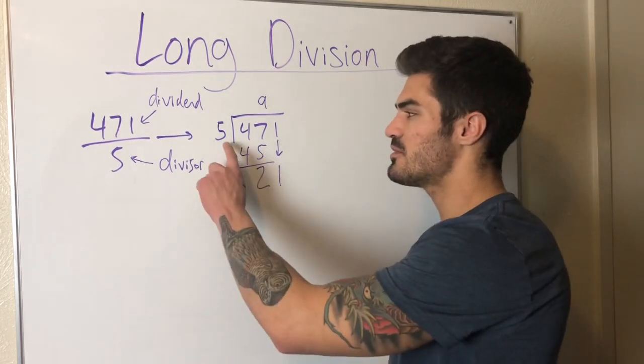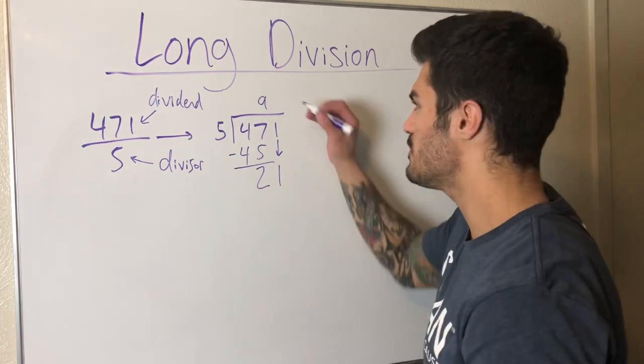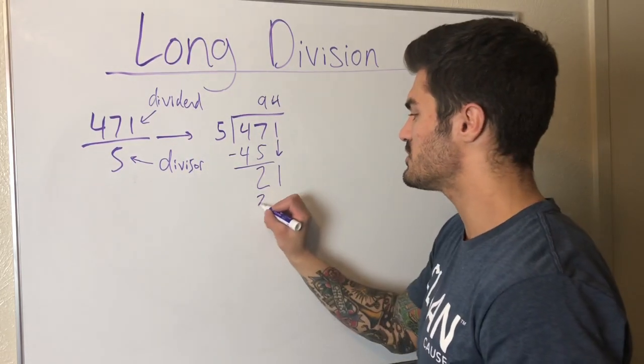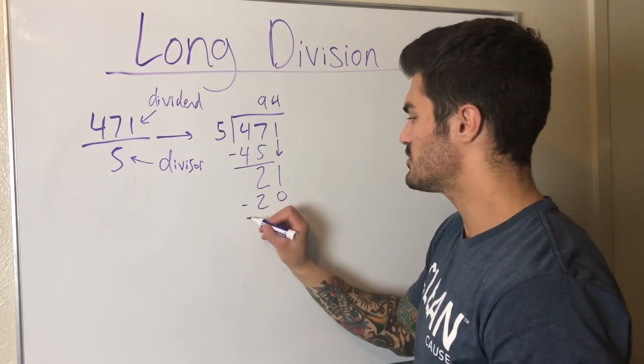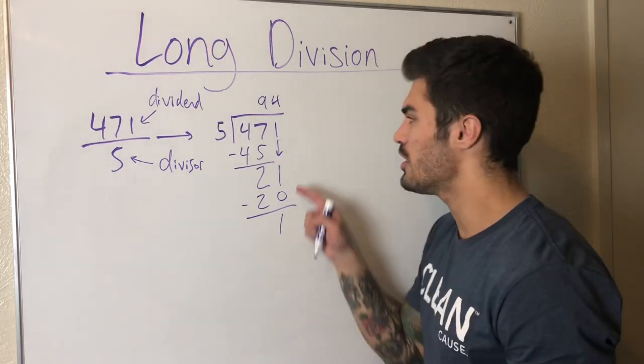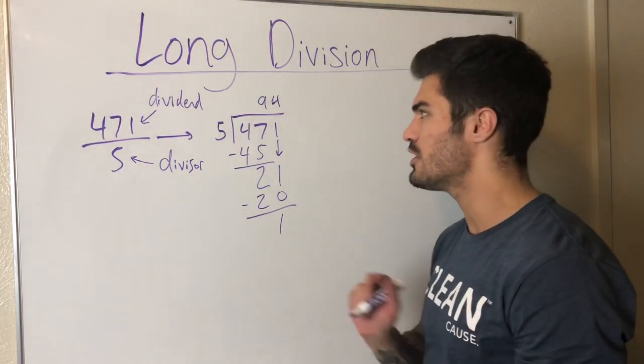And now we ask ourselves, how many times does 5 go into 21? 4 times. So then we do the same process. The 4 multiplies, we get 20. We subtract. And this 1 is our remainder because 5 can't go into 1. We have nothing else to carry down. So this 1 is our remainder.